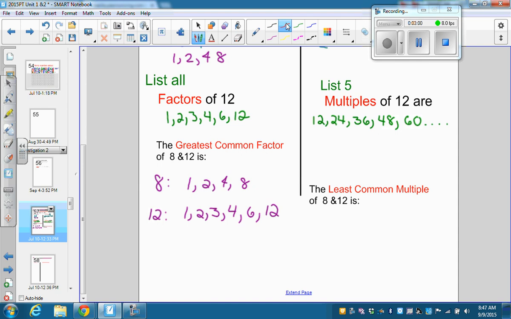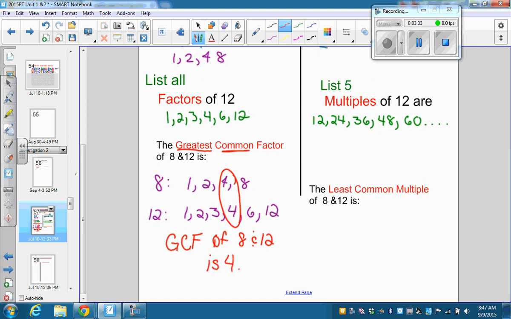It's like I planted you in the classroom to answer that question. Perfect. The highest factor that they both share. The greatest is the highest, right? Common is something they both share. So what is the highest factor, Chase, that they both share? 4. Perfect. So the greatest common factor, sometimes you'll see it as the GCF, of 8 and 12 is 4.